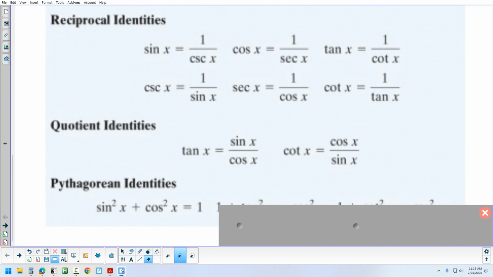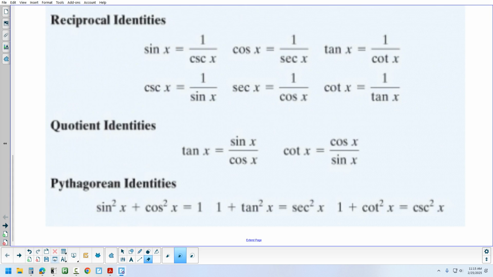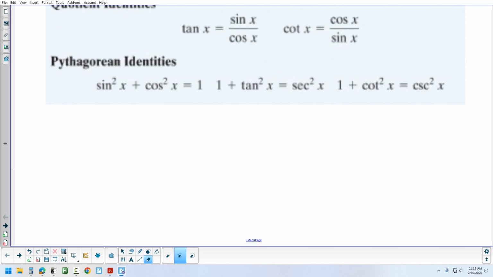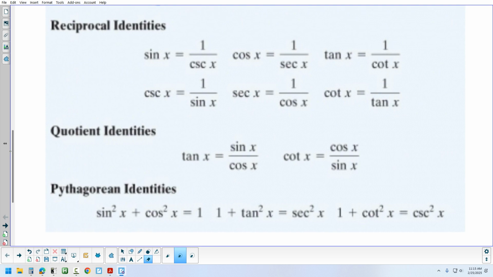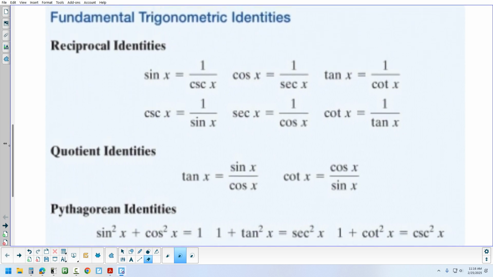Okay, there's two other Pythagorean identities. They all have a 1 in them somewhere. And then they all have two trig functions that are squared. So the second one is 1 plus tangent squared equals secant squared. And the last one is 1 plus cotangent squared equals cosecant squared. So that's a good list of things if you want to put on your reference sheet, the fundamental identities. I would definitely put those on.